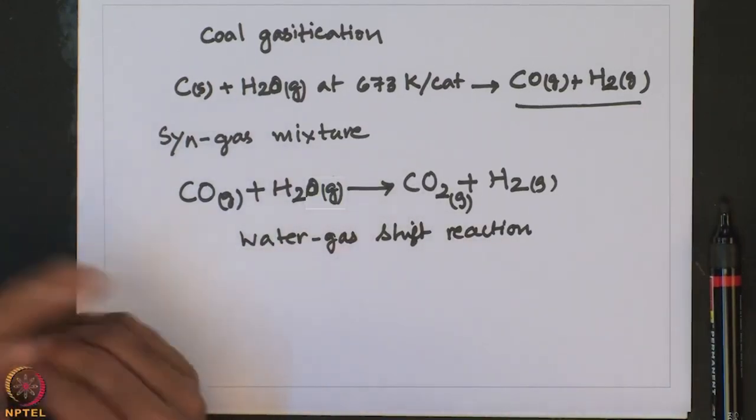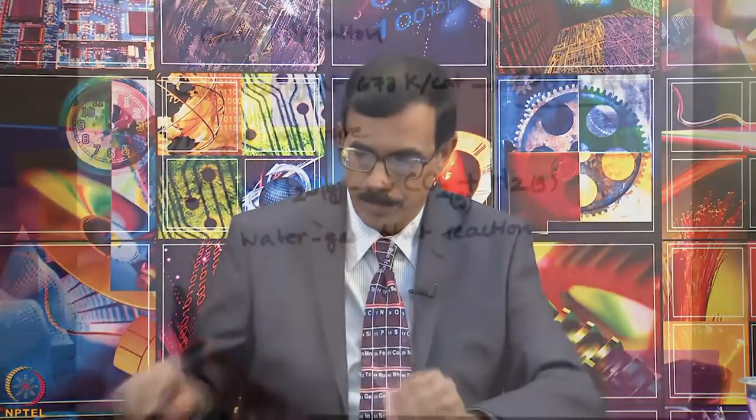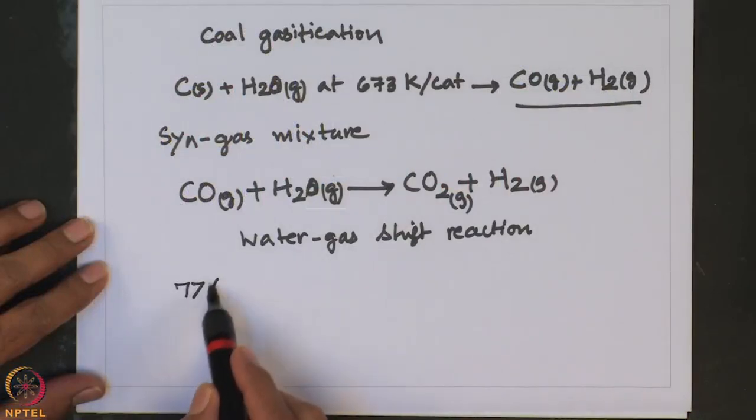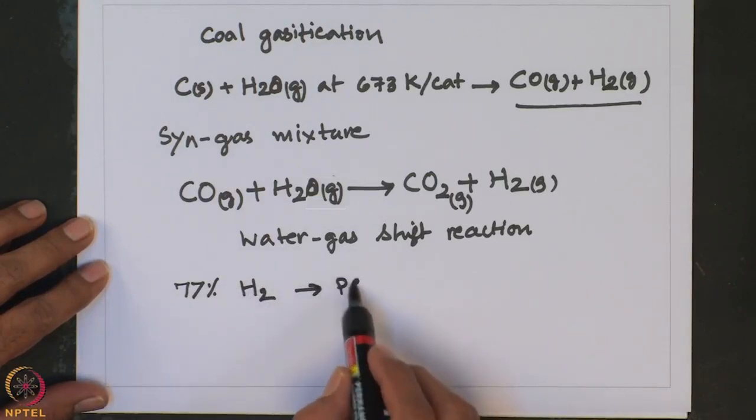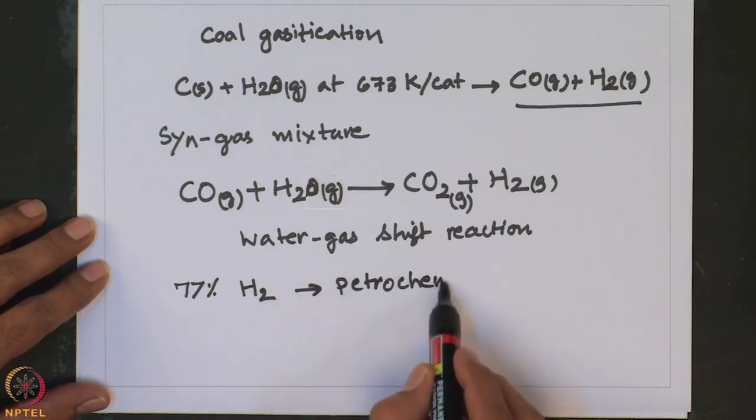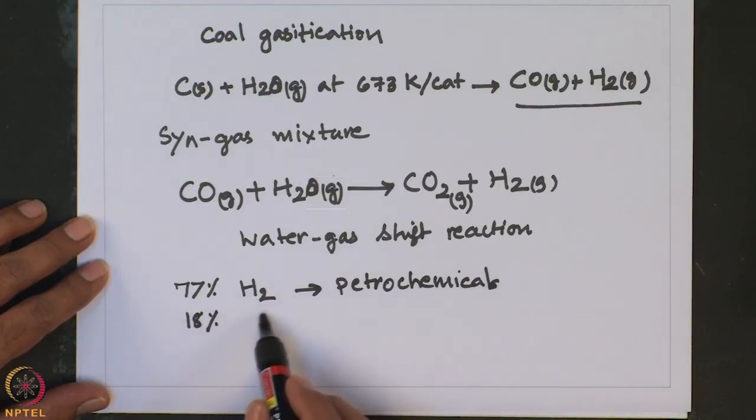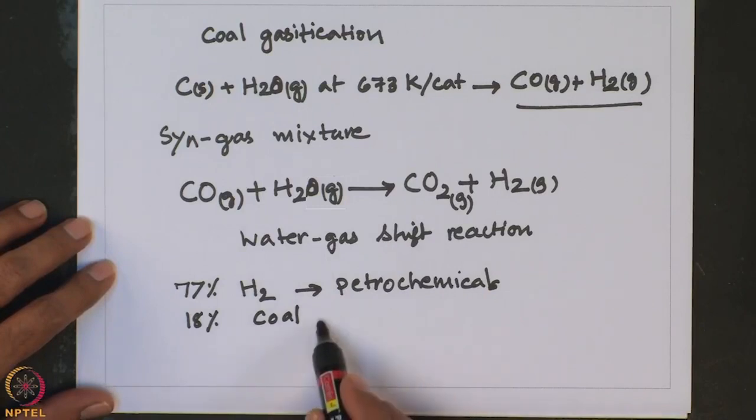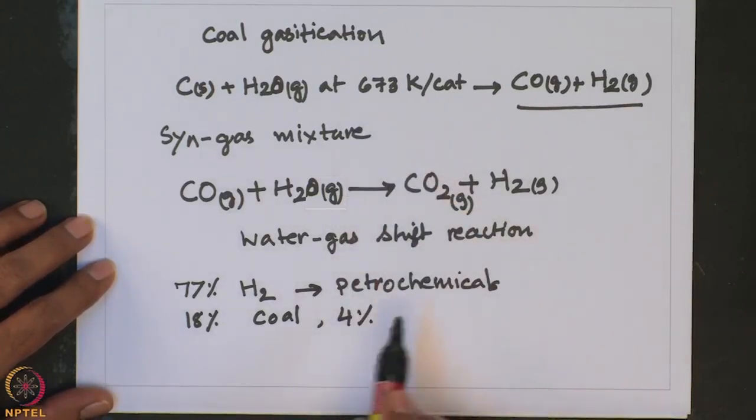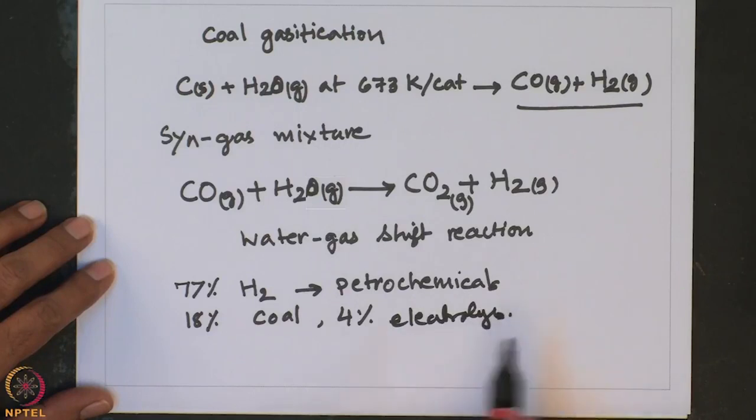And of course, besides this, 77% of industrial H2 is from petrochemicals. So, 77% of industrial H2, the source is petrochemicals. And 18% from coal. Okay, and 4% from electrolysis, I showed you in my previous slide, 4% from electrolysis, and 1% from some other sources.